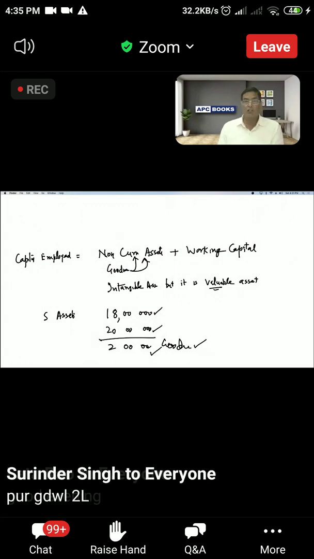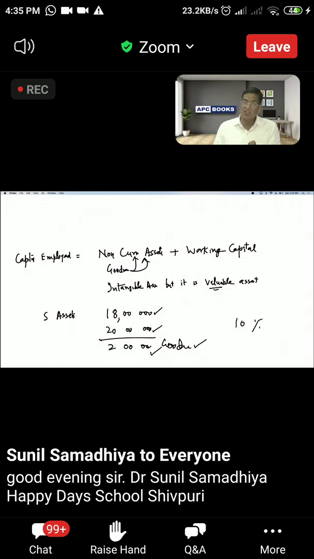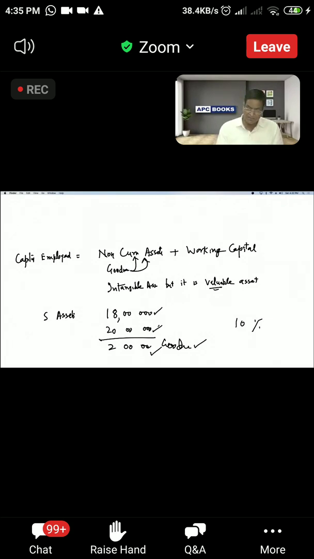Again, the students put a question to you. Why, sir? Should we ignore it? We can't ignore it. Suppose we want a 10% return. We have purchased that business, and we want at least a 10% return on capital employed. What is capital employed? 20 lakh.